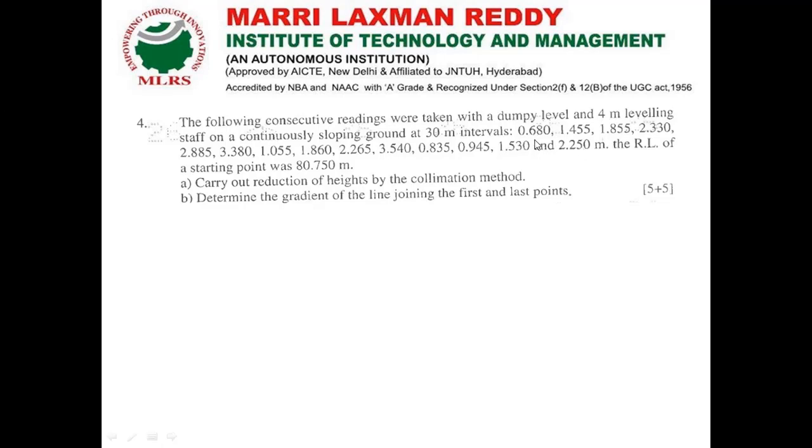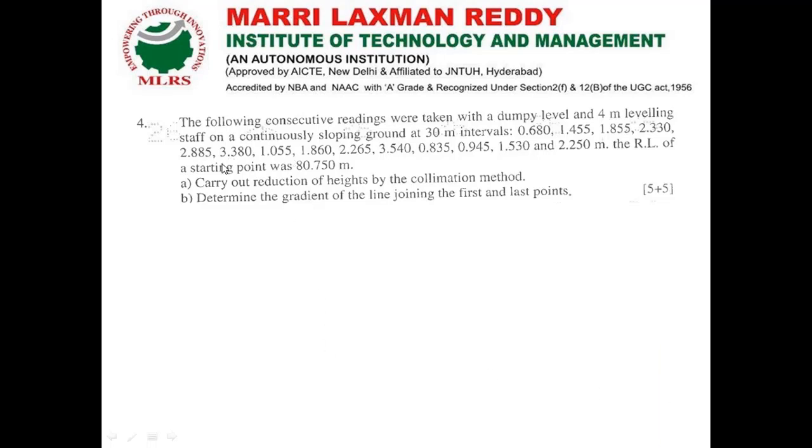So here the given data is the readings we have taken using a dumpy level, and we have used a 4-meter leveling staff. So it is on a sloping ground. The interval between one staff reading place and another is 30 meter. Okay. So likewise they have continued. The ground data in the leveling staff they have given is 0.680, 1.455, 1.855, 2.330, 2.885, 3.380, 1.055.